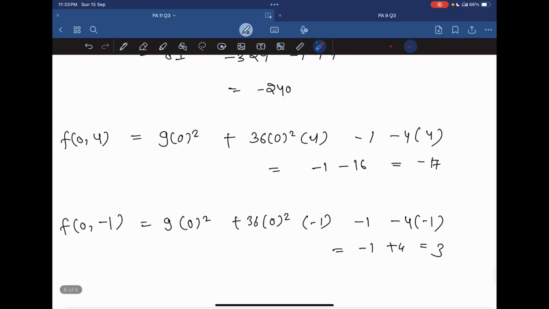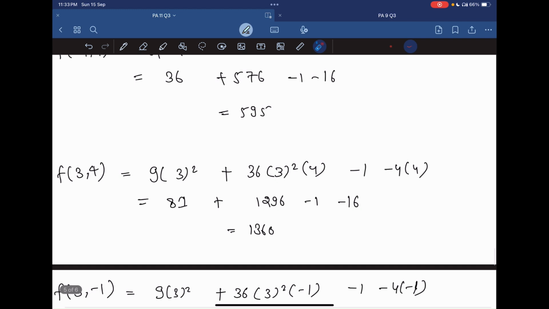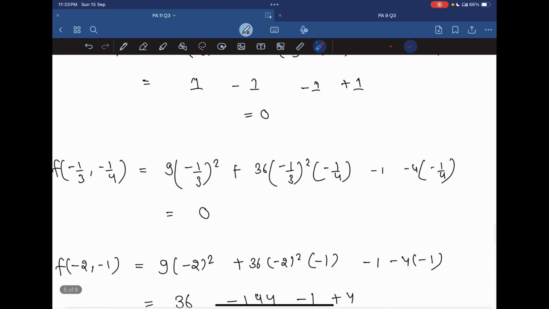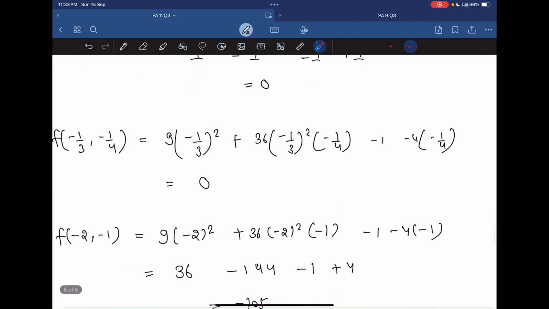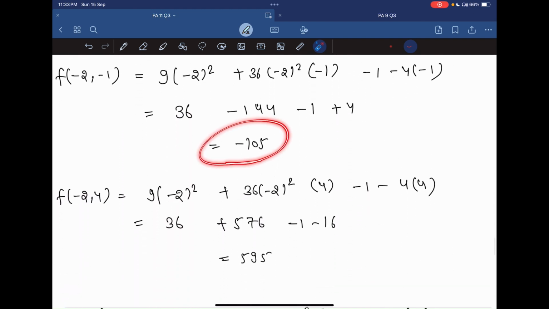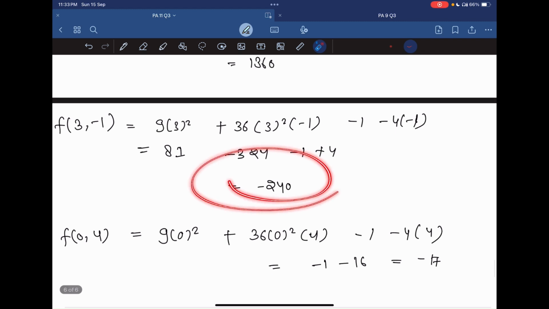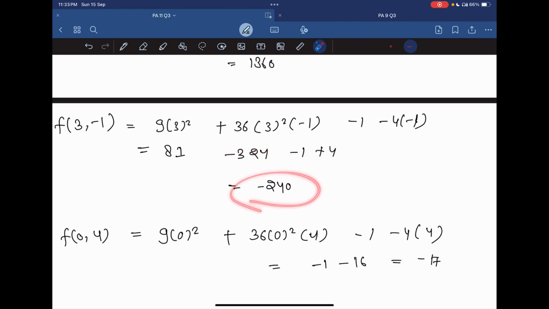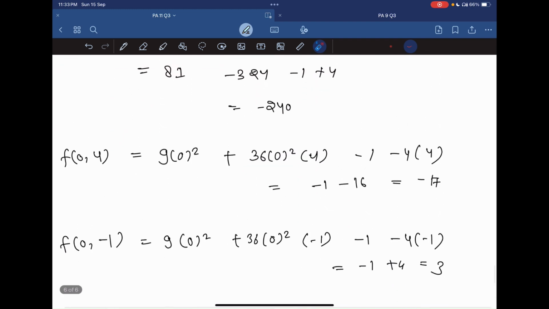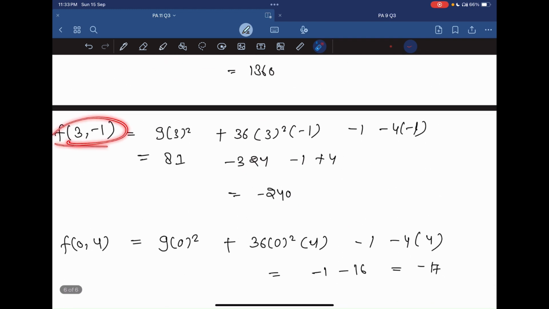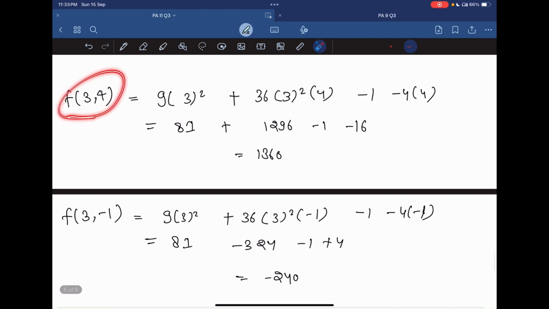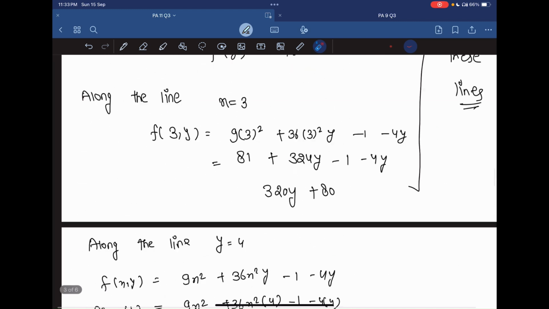Now if we check the maximum value of the function, it occurred at 3 comma 4, and that is the value 1360. And if you look for the minimum value of the function, here it is 0, here negative 105, and negative 240 occurred at 3 comma minus 1. So the minimum value occurred at 3 comma minus 1, and maximum occurred at 3 comma 4, and these are the maximum and minimum value of the function. Now let's look at the option.